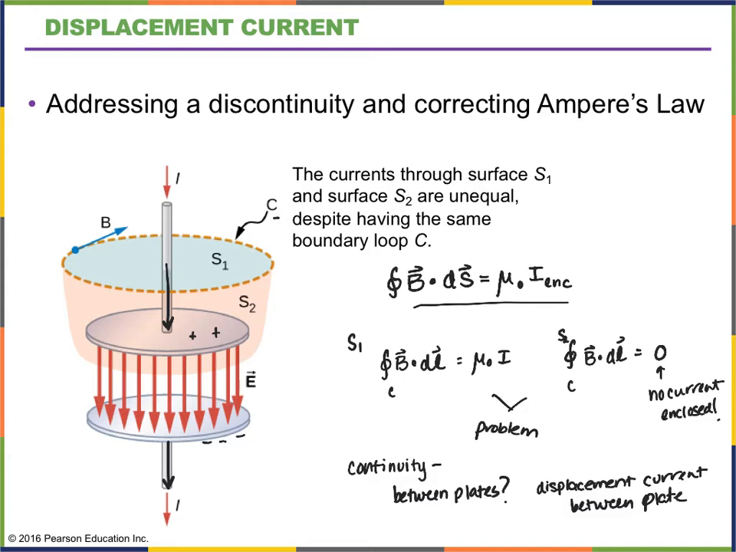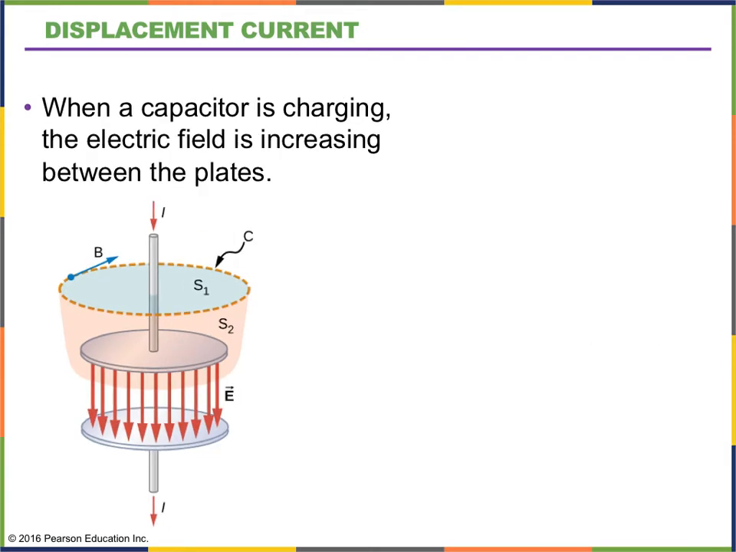If we did that, and if we called that maybe I sub d, I know it's hard to see, then we would actually have continuity. And so this is what we're going to be looking at to correct Ampere's law. Okay, so we want to try to figure out how do we express the displacement current between the plates.